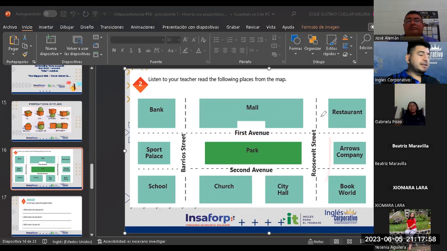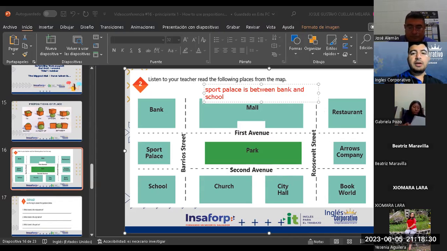Lo que necesito que hagan es que ubiquemos los lugares, these places, in the map. For example, we can say, les voy a decir dos ejemplos como pueden ser. Sport Palace is between bank and school. ¿Ok? Este es un ejemplo. El otro ejemplo es el siguiente.